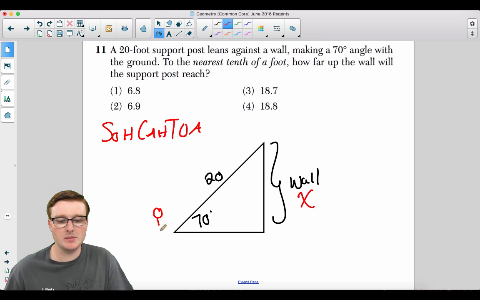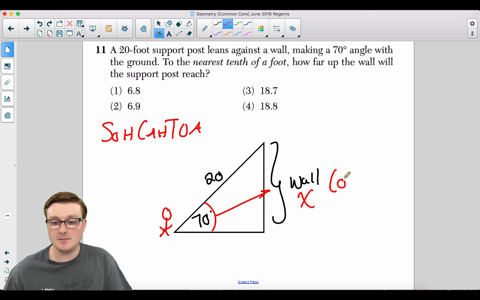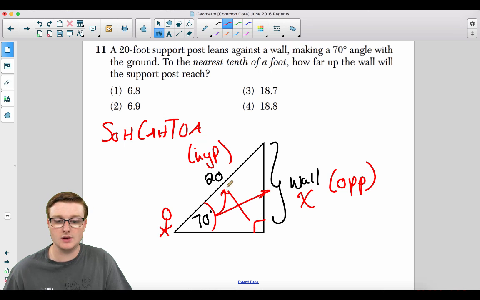Okay? I'm going to draw my little stick figure down below. Ooh, that guy doesn't have any legs. I'm going to draw my stick figure down here. Your 70 is your reference angle. We have our x, which is our opposite side, and the 20 is the hypotenuse because it is across from the right angle. So if we have O and H, we're using sine.